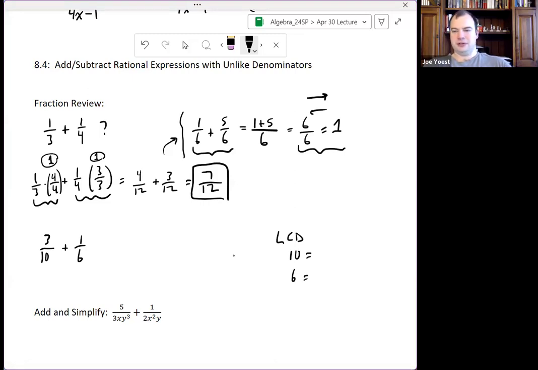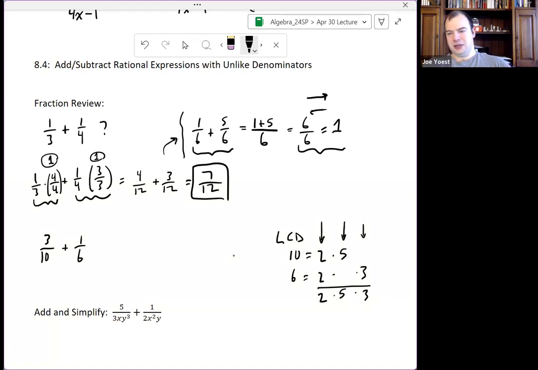We write out their prime factorization. So 10 is 2 times 5, and 6 is 2 times, and then I'm going to come over here to a new column and write a 3. So the LCD is, I have a column for 2's, so I need a 2 there. I have a column for a 5, I need a 5 there. I have a column for 3, I need a 3 there.